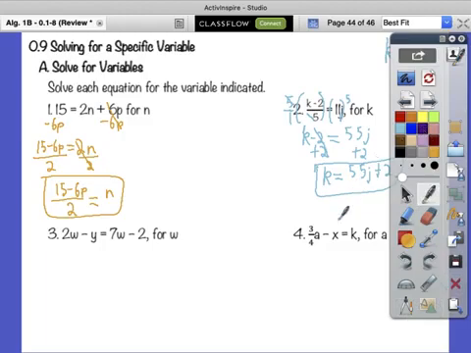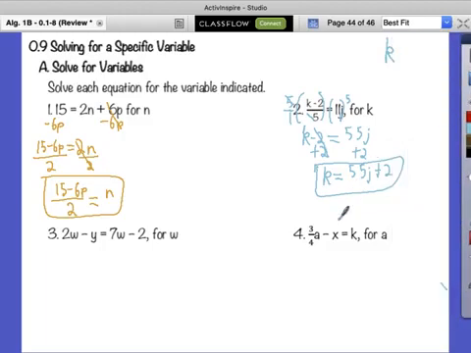Alright, continuing on. 2w minus y equals 7w minus 2. Solve this for w. Well, here, how many w's do we have? 2. So what's going to be our first step, maybe? Combine them. Get them together.